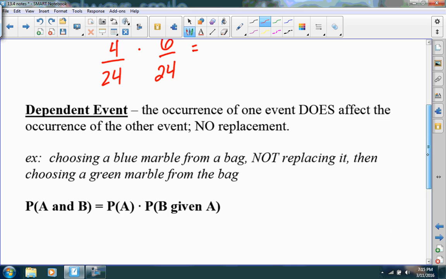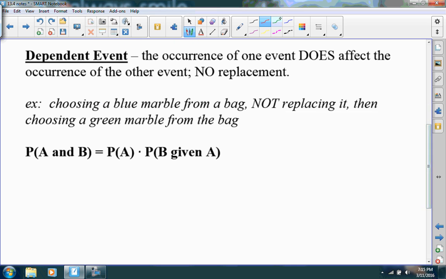Okay. A dependent event then is different because there is no replacement. So here, the occurrence of one event does affect the occurrence of the other. So this would be where you choose a marble from a bag, you hang on to it, and then you choose another marble from the bag. Or you take a red M&M from the dish and you eat it, and then you choose a blue M&M from the dish.